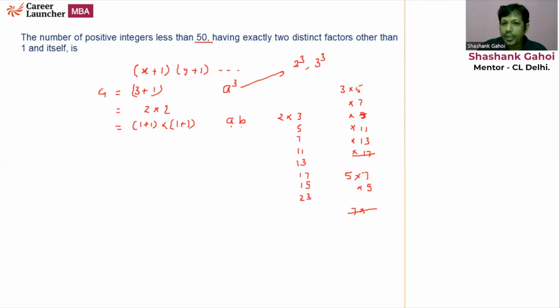So overall, how many possible numbers I'm going to get? 1, 2, 3, 4, 5, 6, 7, 8, 9, 10, 11, 12, 13. Sorry, this is not a prime number. 13 plus 14 and 15. So total possible numbers are going to be 15 over here. So my answer of this question is 15.